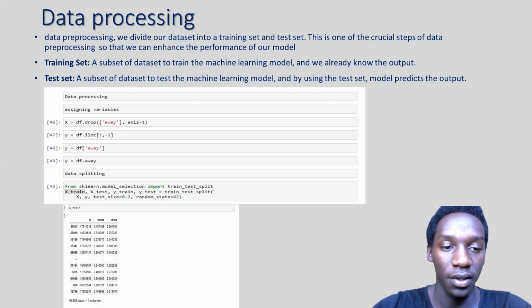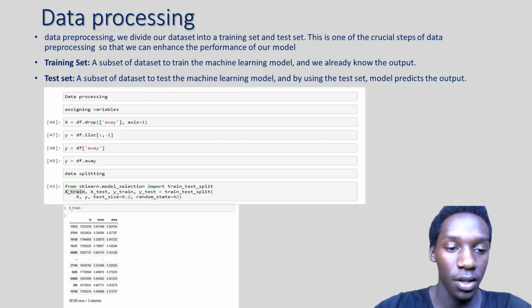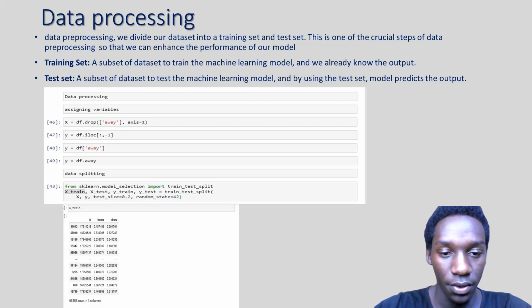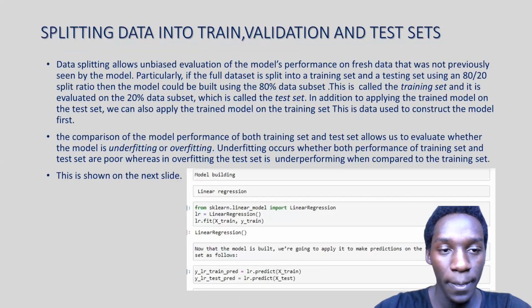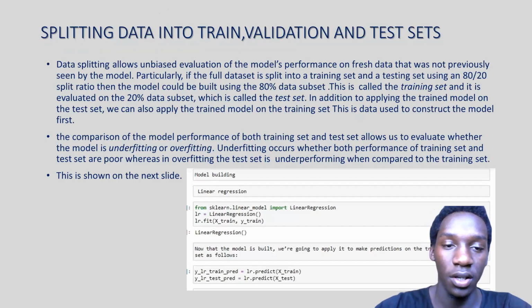We first assign the variables, X is equal to the dataset drop. Then we import a library, from sklearn import train_test_split. This is it here, and this was the outcome. Then after initializing our variables, we split the data into the train, validation, and test sets.